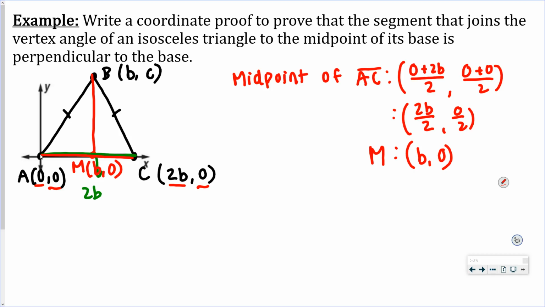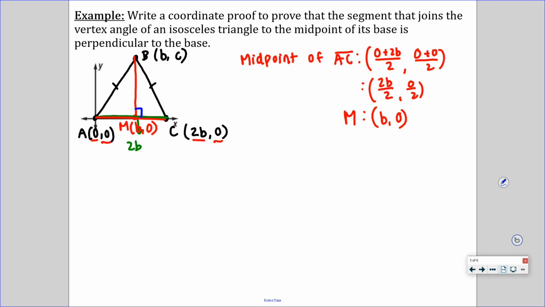All right, now what we're trying to prove, folks, is that red segment, the one from the vertex angle to the base, is perpendicular to the green segment. So the way I'm going to show that they're perpendicular is I'm going to calculate their slopes. And if I can show that their slopes are opposite reciprocals, that means those lines are perpendicular to each other. You could figure out what the slopes of those lines are without doing the math here, but let's find the slope of the green line first.